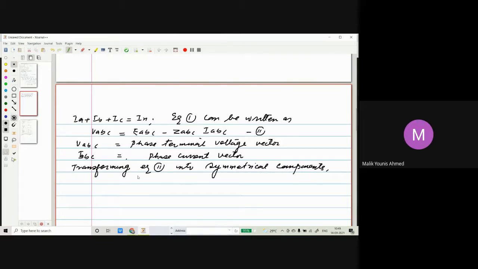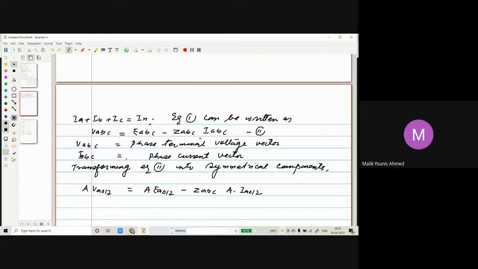Okay, once we transform that, we have to multiply by matrix A. So that will be VA 0, 1, 2, and EA 0, 1, 2 minus ZABC will be, as usual, IA, that is A, IA 0, 1, 2. Now we know this is in the symmetrical component. So what is in the symmetrical component, how will we get it? We have to multiply by the vector A, voltages and currents.